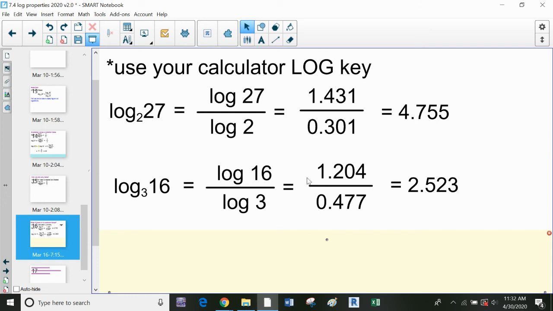Grab my calculator, hit the log button, put in a 16, end parenthesis, divided by open parenthesis, log 3, close parenthesis. Probably have to hit close parenthesis a couple times actually. You should get the matching answer here. If you don't, shoot me an email or something and I can help you debug what's going on with your calculator. So this is a super powerful way to evaluate log expressions.